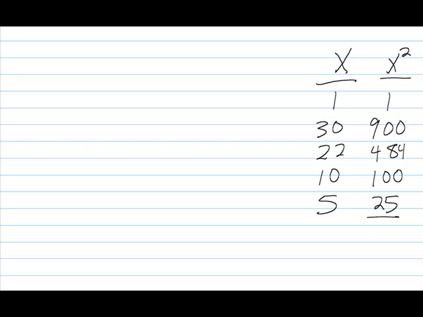And then if you sum these 2 columns, this is the sum of x. The sum of x in this case is 68. This is the sum of x squared. The sum of x squared in this case is 1510. So to get the variance, the formula looks like this.